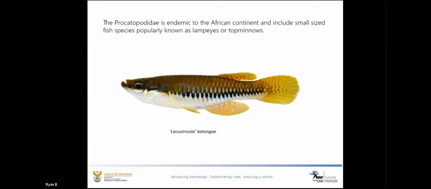The Procatopodidae family comprises about 100 small-sized fish species, all of them endemic to the African continent, occurring in most of its freshwater environments. The species are popularly known as lampies because of the presence of a bright reflective coloration on the dorsal region of the eye, or surface minnows, due to the surface dwelling behavior of most of its species.